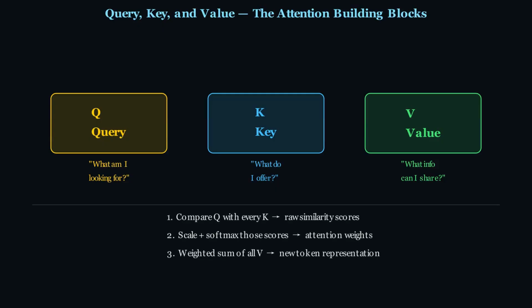3 steps. Compare Q against every K for similarity scores. Normalize with softmax into weights. Then compute a weighted blend of the values.